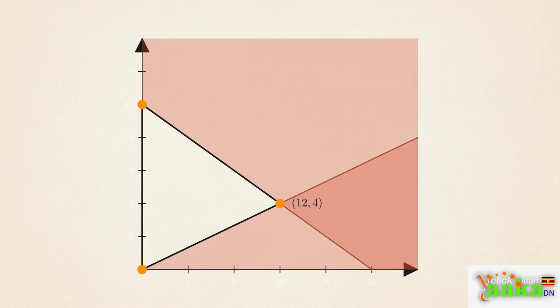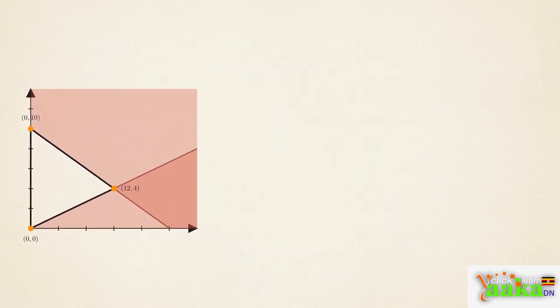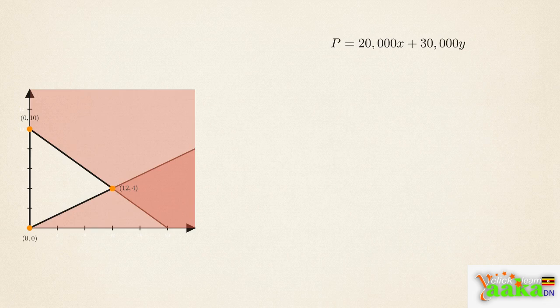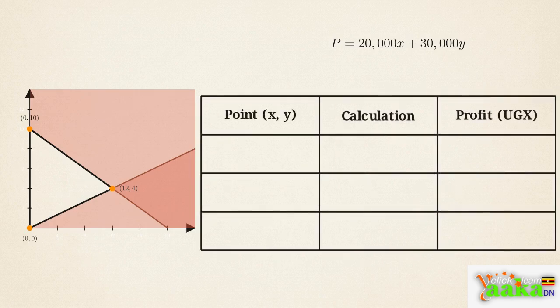If you substituted y equals 1/3 x into the labor equation, you should have found the intersection exactly at the coordinate 12, 4. Our other two viable intercepts are 0, 0 and 0, 10. This brings us to step 3, evaluation. We introduce our objective function, 20,000 shillings per standard chair plus 30,000 per deluxe chair. Now we simply plug our corner coordinates into this profit equation to see which combination wins.